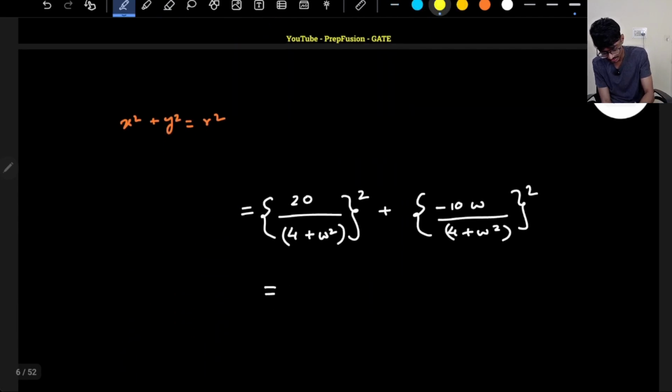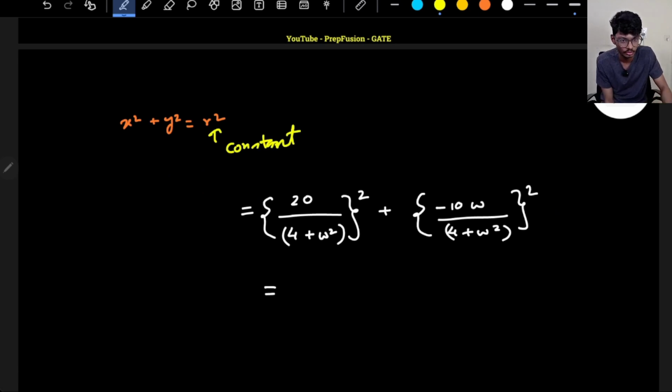So this r square is a constant, right? So we are looking for a constant after this addition. Okay, so let's see if we get a constant or not. This will be for 20, right?